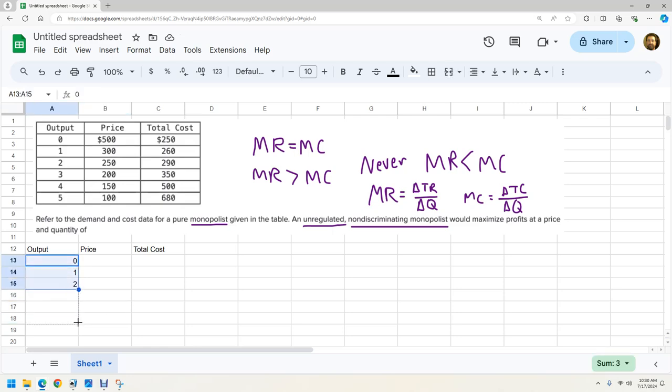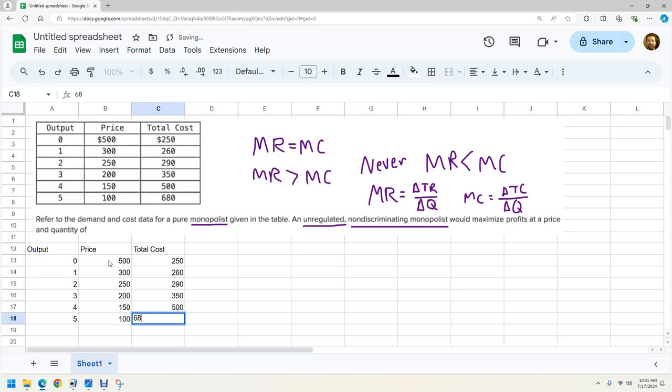You've got to do it right there. All right, let's drag that down. There we go. If you just drag that ball down a little bit, it'll recognize what you're doing. So here's 500, 300, 250, 200, 150, and 100. Over here, 250, 260, 290. The reason you can't do that trick with this is because it's nonlinear. They're increasing at a nonlinear rate.